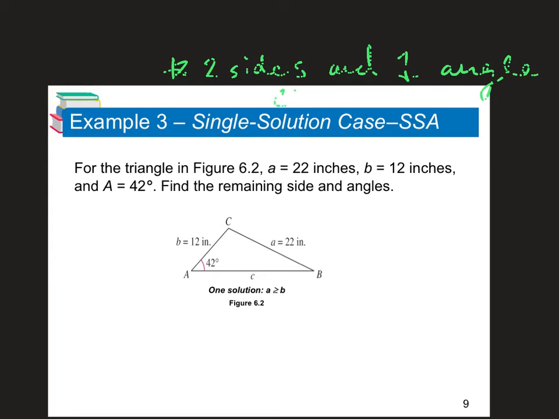My pencil is giving out on me, but you guys can read that. Two sides and one angle, we always have to check.